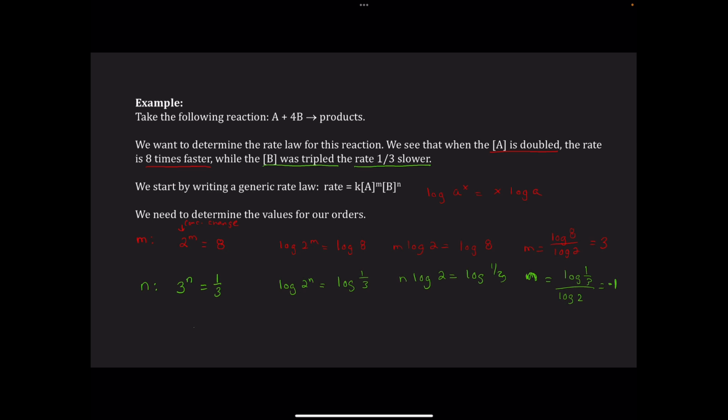So my rate law says that my rate equals K times the concentration of reactant A to the power of 3 times reactant B to the -1. This is third order with respect to reactant A. It's -1 order with respect to reactant B. My overall order would be the 3 plus the -1, which would be overall second order.